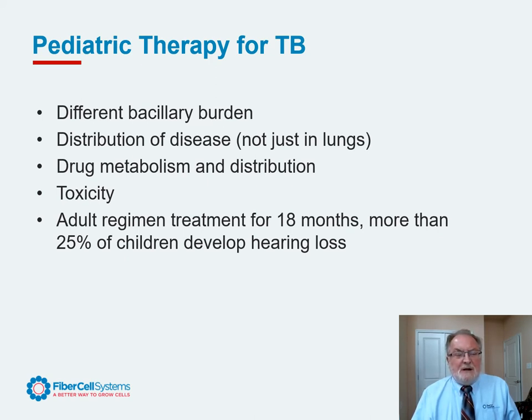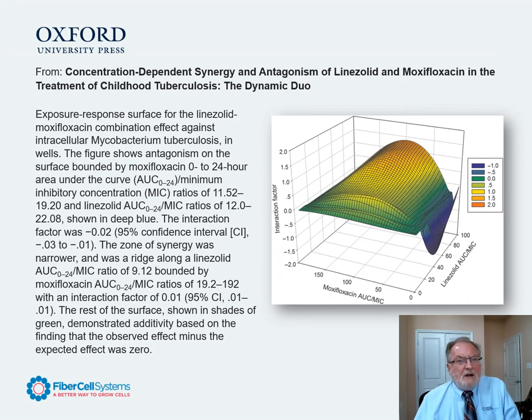The typical adult regimen and treatment for children with tuberculosis is dosing for 18 months, and more than 25% of the children exposed to this develop a hearing loss. Using the hollow fiber infection model, drug dosing profiles that resulted both in synergistic responses as well as antagonistic responses were developed. This allowed researchers then to optimize dosing profile to keep the two drug combination and its synergistic activity levels for longer periods of time, resulting in better eradication of tuberculosis in children.